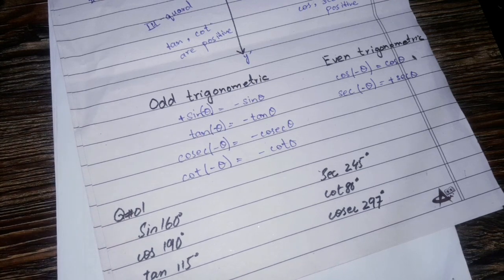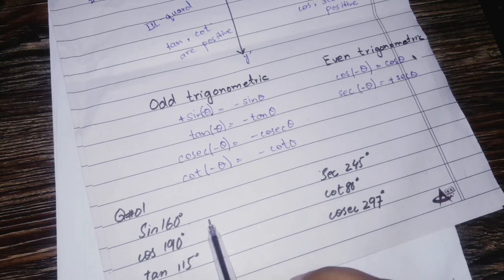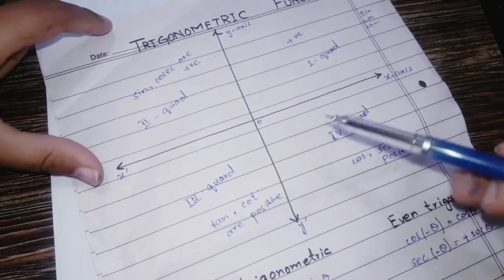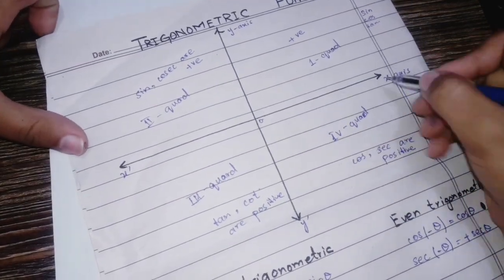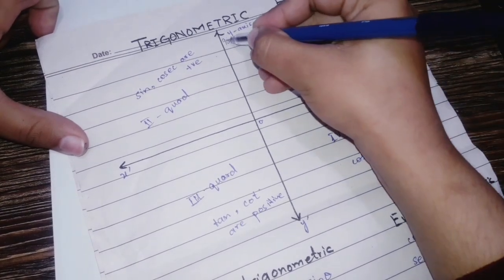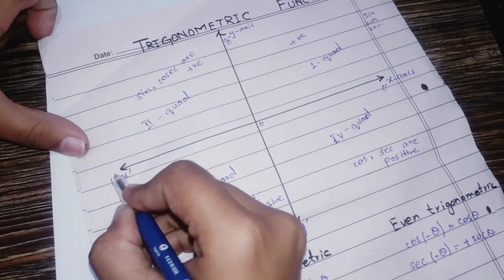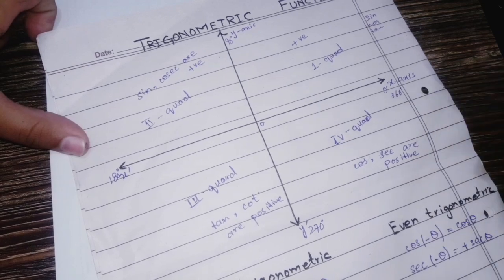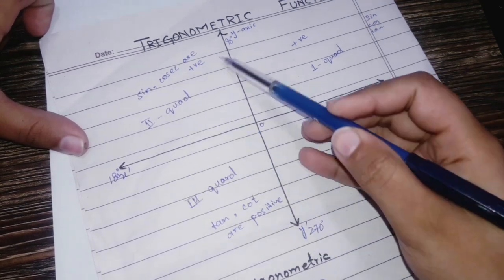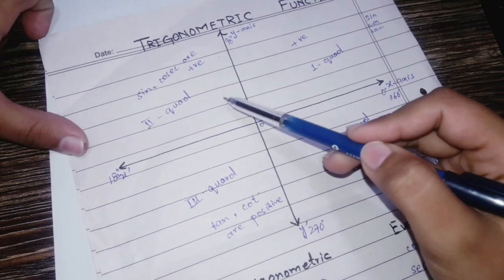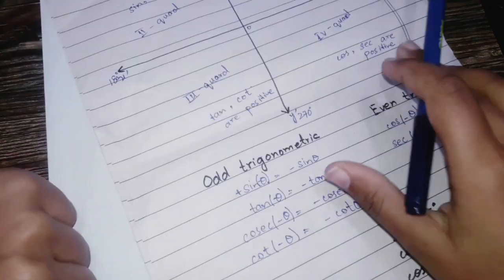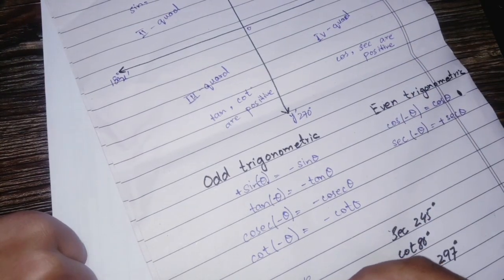If we consider sine 160 degrees, we have to tell whether the angle is negative or positive. So for 160, we will see where the angle exists in the Cartesian plane. This is the angle 0, this is 90, this is 180 degrees, 270 degrees and again 360 degrees. So 160 lies between 90 and 180, so it lies in the second quadrant, and in the second quadrant sine and its reciprocal are positive, so sine 160 is positive.